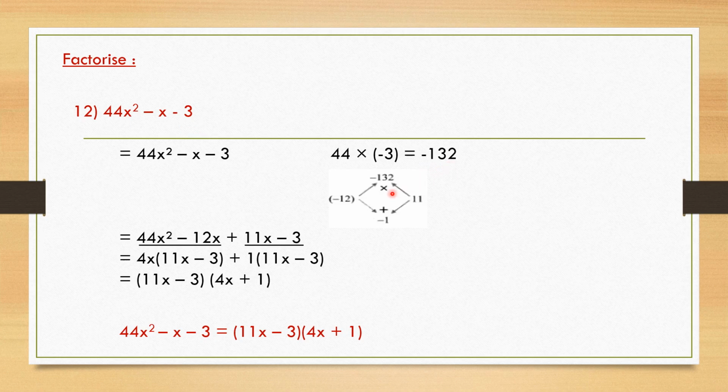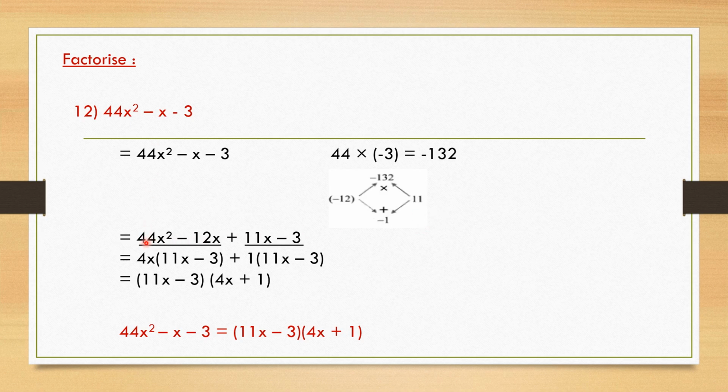Now 132 has to be split into two such numbers that after multiplying I should get minus 132, and after adding I should get the middle term. So the middle term here is minus 1. If you take minus 12 and 11, minus 12 into 11 will give you minus 132, and minus 12 plus 11 will give you minus 1. So our two terms are minus 12 and 11. So in place of the middle term, now we'll write minus 12 and plus 11.